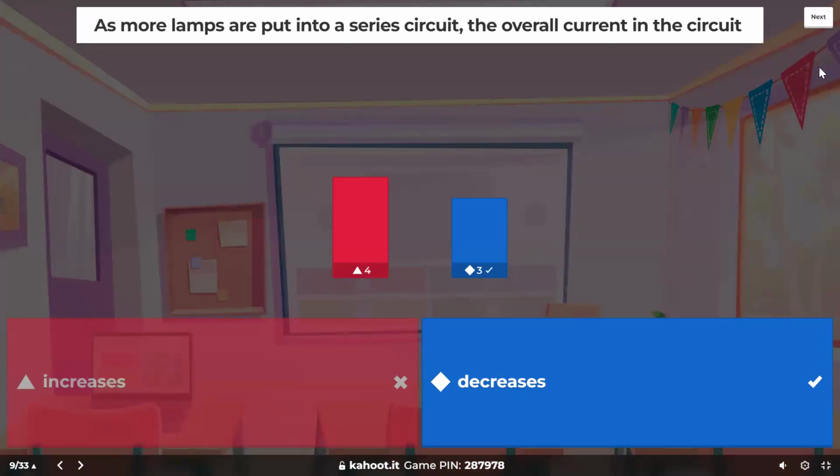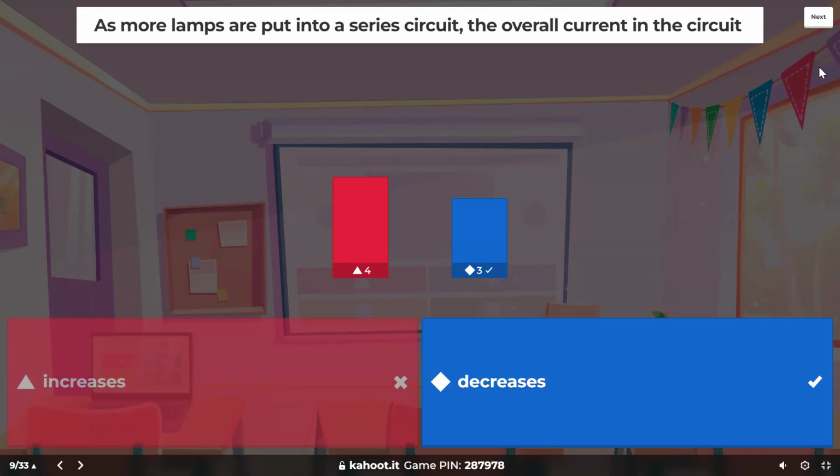It decreases. Right now, this is a two-step problem. The middle step that they didn't quite ask is, guys, what happens to the overall resistance? As you put more and more lamps in series, the overall resistance does what? Goes up. Right. Then switch over to Ohm's law.